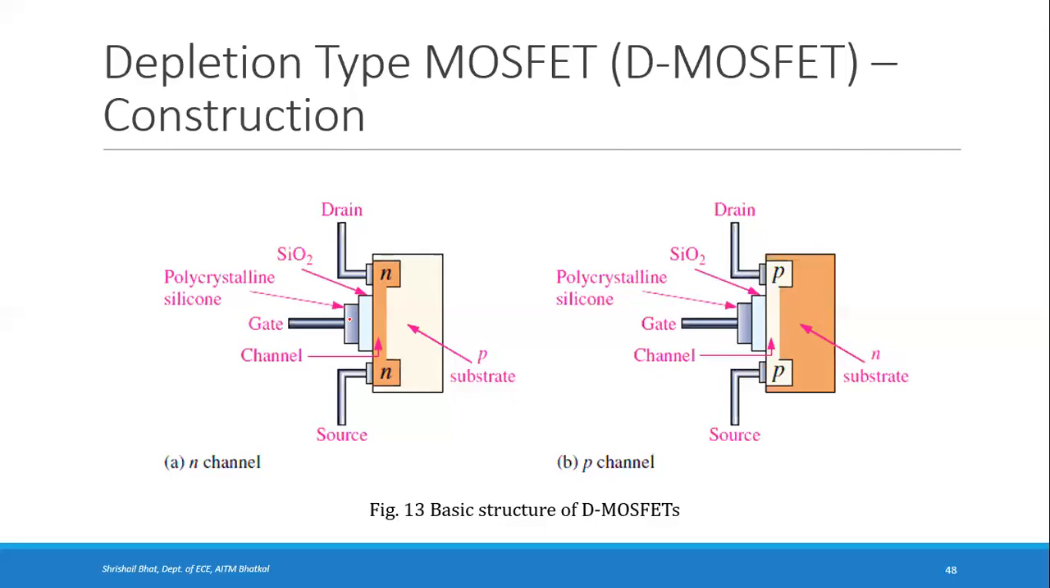Even in here, there is a polycrystalline gate and a silicon dioxide insulating material between the gate and the channel. The gate is insulated even in this case. One end of the N type is connected to drain and the other end to the source. Here P type, one is connected to drain, the other is the source. So the main difference between E-MOSFET and D-MOSFET is the presence of a physical channel. In case of E-MOSFET, it is not there, it is only induced. But in D-MOSFET, the channel is already there when it is constructed.